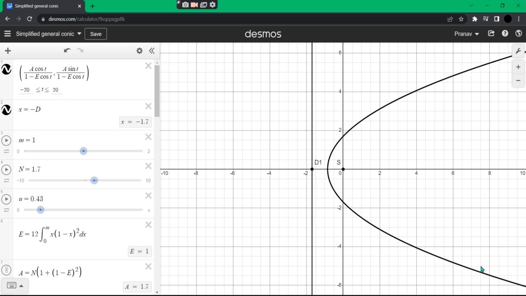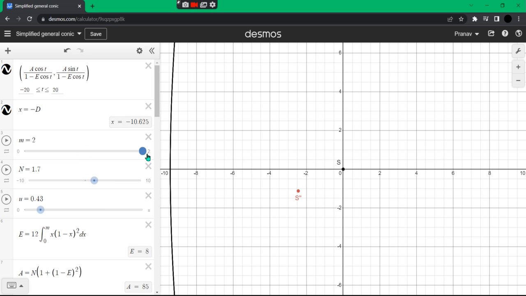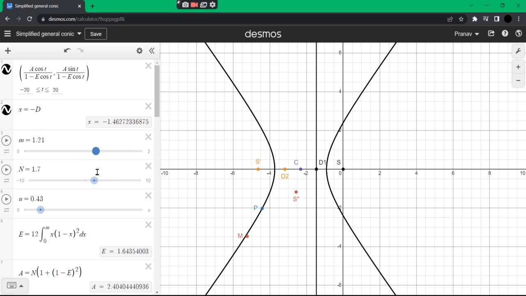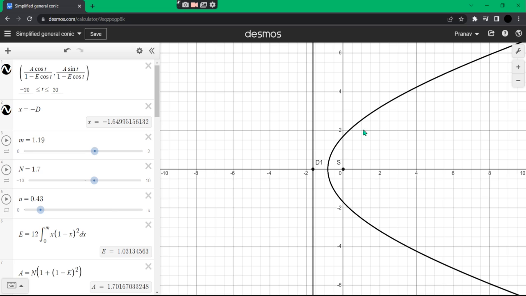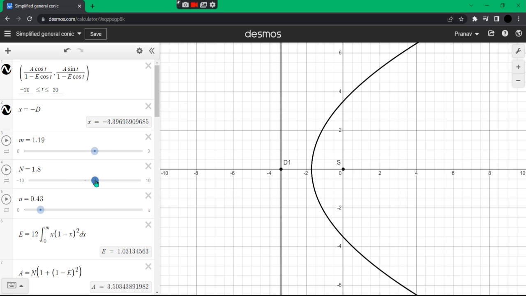So now it's a parabola, as you can see. Eccentricity is 1. Whenever M is more than that, eccentricity is more than that. Cool. What about this n thing? This n is just a scaling factor. So if I change this, yeah, this happens. It just shrinks this.